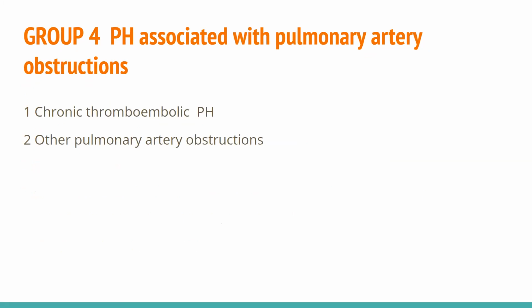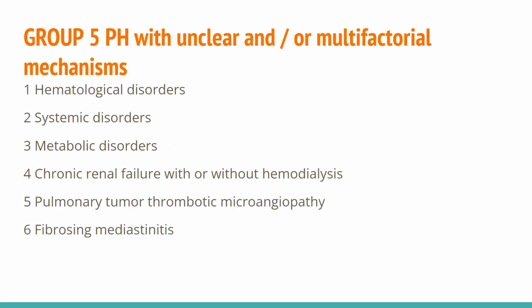Group 4, pulmonary hypertension associated with pulmonary artery obstructions, basically includes chronic thromboembolic pulmonary hypertension, and it could be other pulmonary artery obstructions too. Group 5, pulmonary hypertension with unclear or multifactorial mechanism, basically include hematological disorders, systemic disorders, metabolic disorders, chronic renal failure with or without hemodialysis, pulmonary tumor thrombotic microangiopathy, and fibrosing mediastinitis.